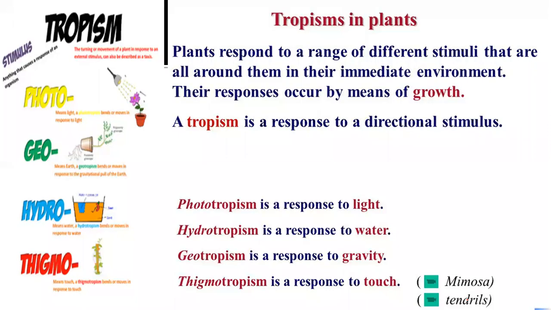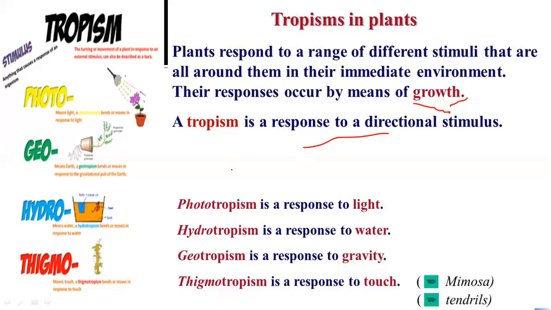The second type of orientation behavior is tropism. Tropisms are growth movements due to a directional stimulus. Plants respond to a range of different stimuli in their immediate environment through growth movements. In taxis the whole body moves, but in tropism the growth movement is towards the stimulus. That is typically in plants. So tropism is the response to a directional stimulus, and it is also a directional orientation behavior.